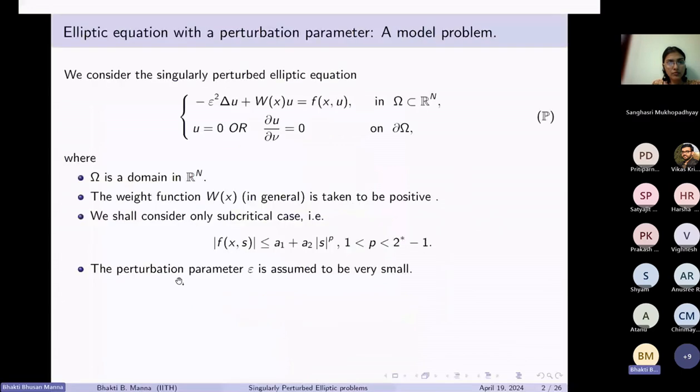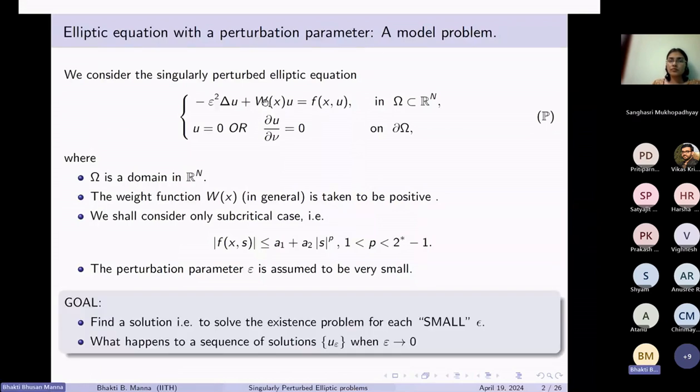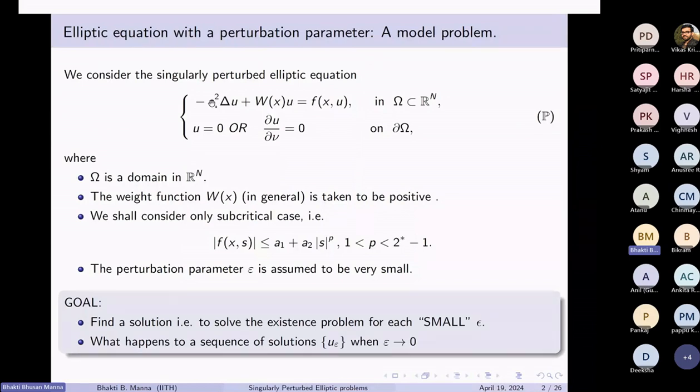Okay, so this is my equation, and I have this nonlinearity f of x, u, and this epsilon square is basically the perturbation parameter, and we are taking any domain omega in R^n. If it is a bounded domain or there is a part of the boundary, there we shall take both. We can take either the Dirichlet boundary condition or the Neumann boundary condition. We shall only consider these two. In fact, other boundary conditions are also well studied.